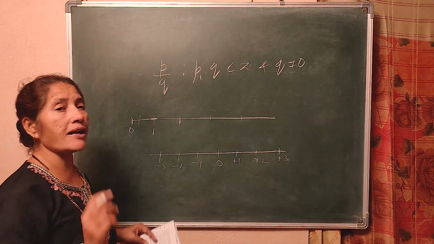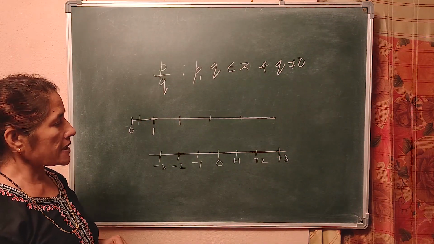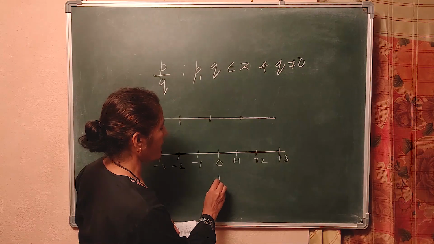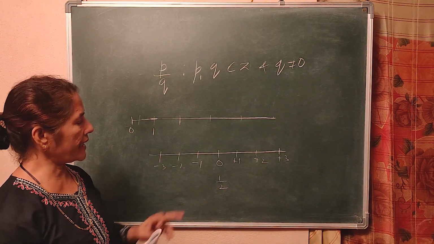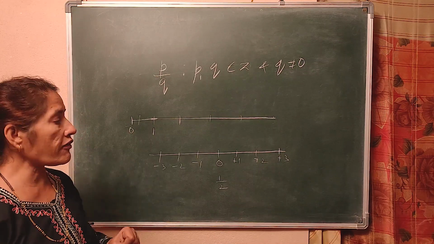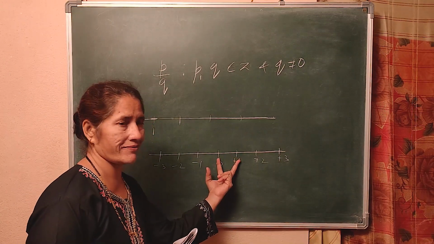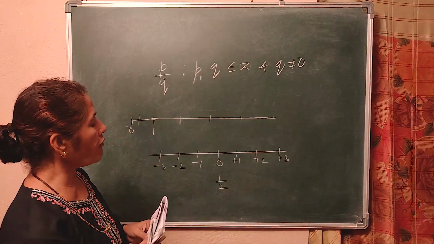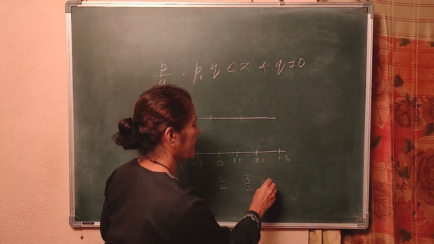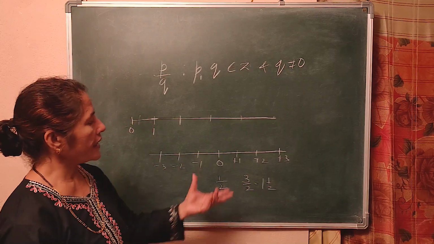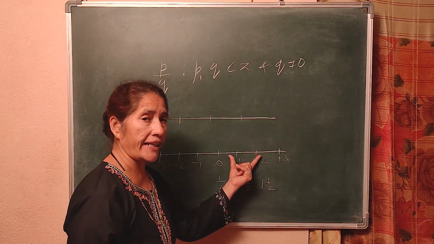Now, rational numbers are like this. Suppose I say 1 divided by 2. Where will it be? It is half. Where is half? It is between 0 and 1. If I say 3 by 2, it means 1 and a half. Right? Where is 1 and a half? It will be in between 1 and 2.